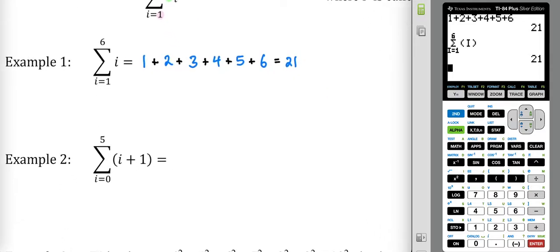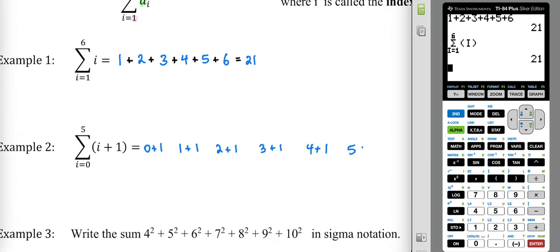Then you see the second example from 0 to 5. Same general idea, except we're starting with an index of 0, i equals 0 going to 5. So the expansion here would be 0 plus 1, 1 plus 1, 2 plus 1, 3 plus 1, 4 plus 1, and 5 plus 1, all added together. The i is the thing that varies, going from 0 to 5, but the 1 stays put.